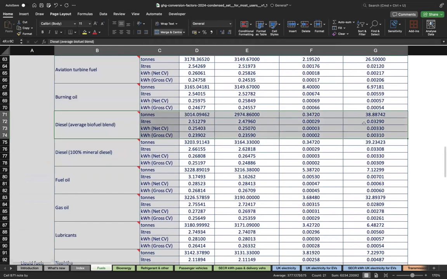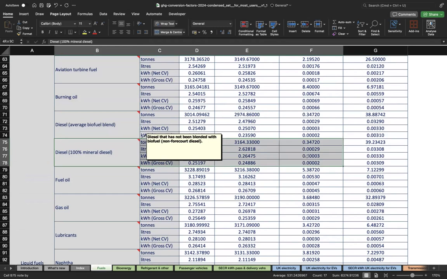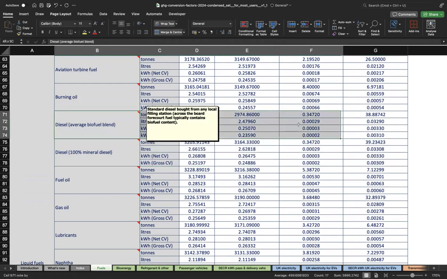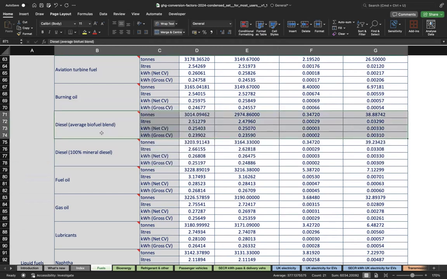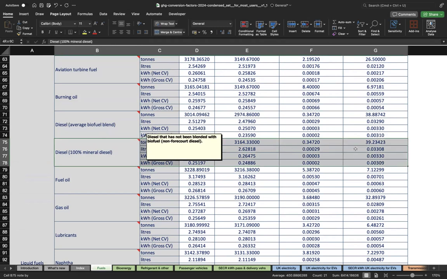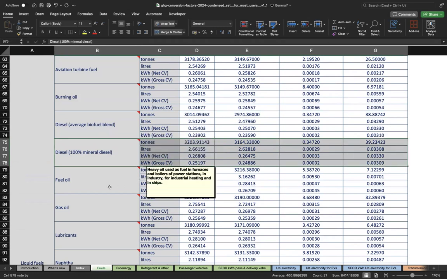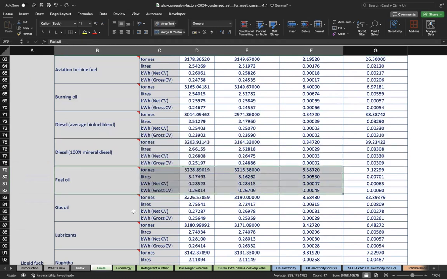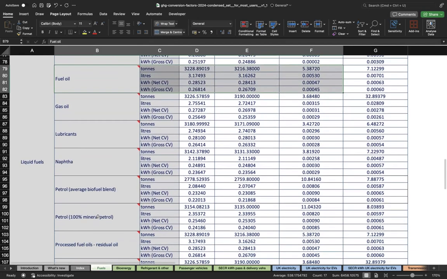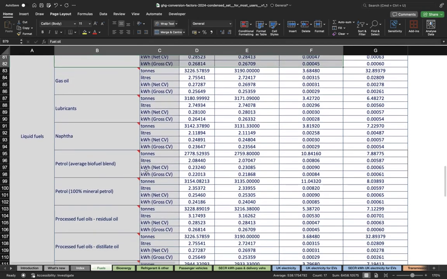Diesel, of course, for trucks. If you are using a truck, you have a different calorific value. If it is complete mineral diesel, there are two types of diesel available in India as well. Biofuel blend: we now have 20% allowed, I believe. Blending is 20%, ethanol is allowed, isn't it? Then you have fuel oil, gas oil, lubricants, naphtha, petrol. All this data, if you have it in tons and liters, you can easily compute.